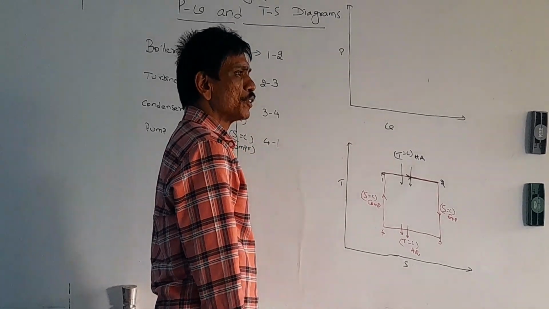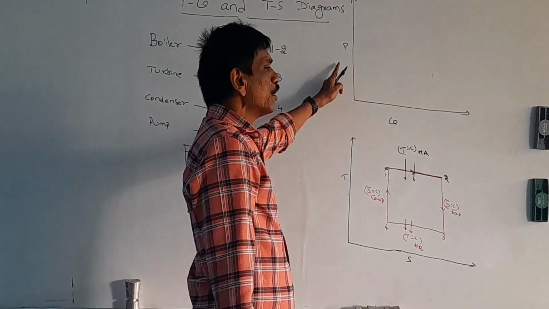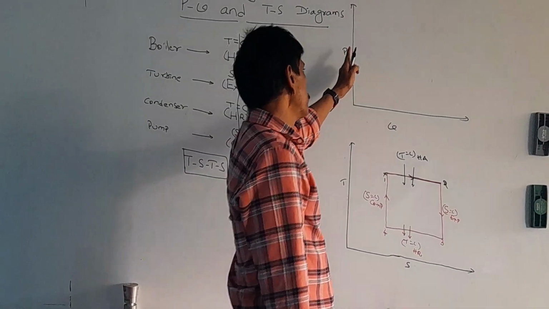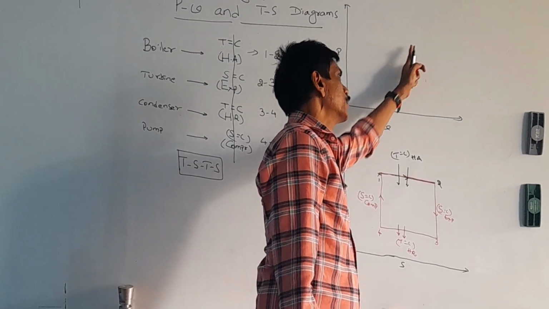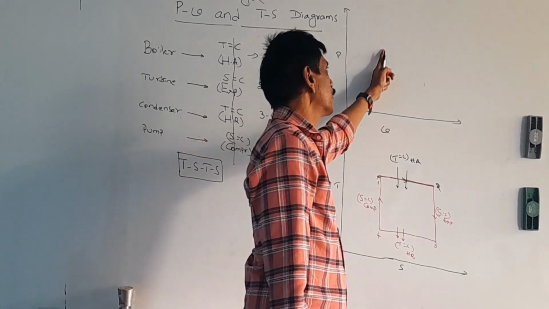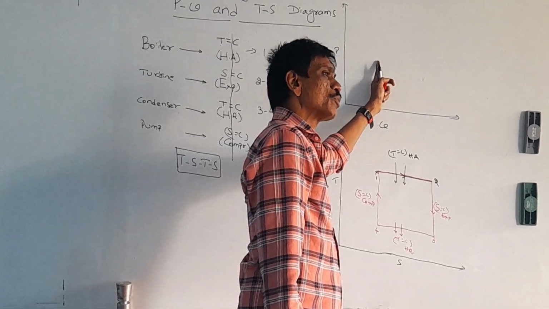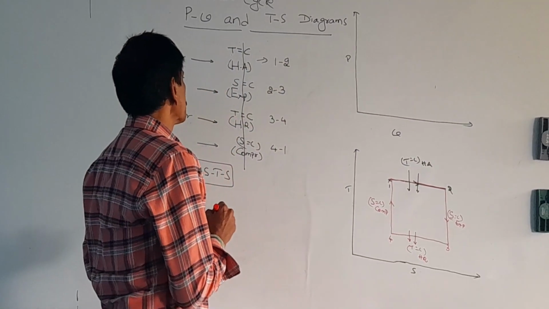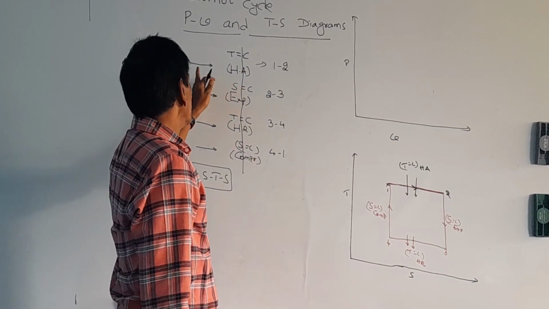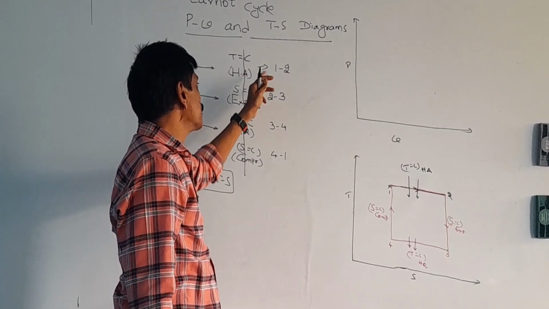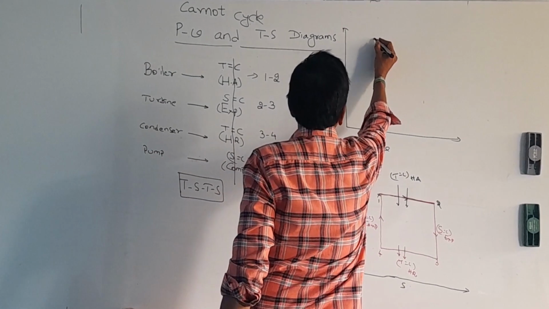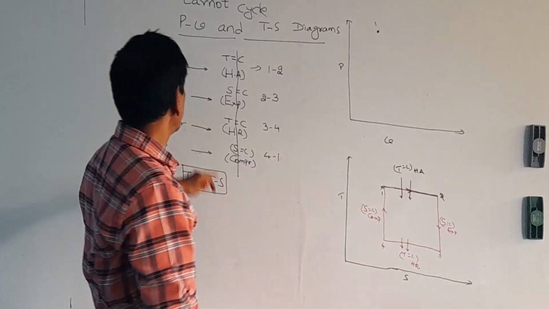So the next one is the PV diagram. While drawing the PV diagram, the basic concept is this. If the pressure is constant, horizontal. If the volume is constant, vertical. All remaining processes have to be shown as curved lines. We will start with the heat addition, isothermal heat addition. So you have to locate the point 1.